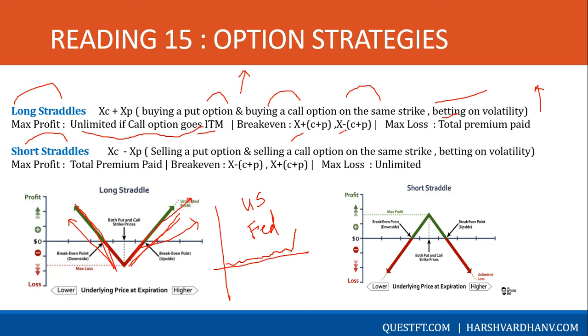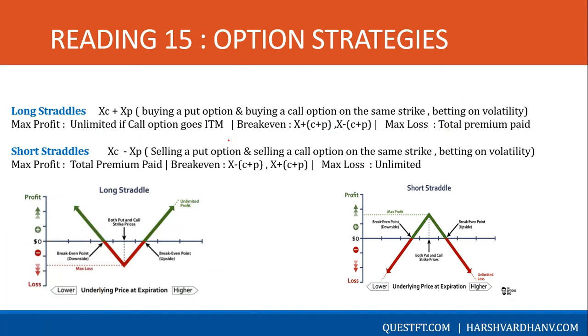You will have two break evens because you have two positions, one on the call option, one on the put option. The logic is simple: the strike minus the net premium paid, and the strike plus the net premium paid. And maximum loss is the total premium paid, because you are the buyer of the option, and the buyer of the option will always have the maximum loss as the total premium paid.